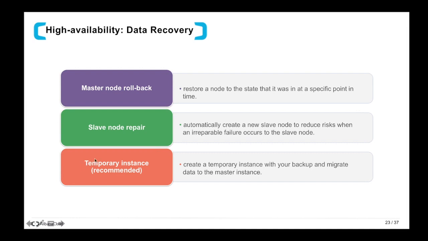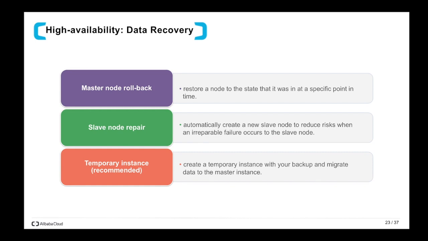The second type is slave node repair. So RDS supports automatic slave node repair. It will create a new slave node to reduce the risks when a failure occurs to the slave node. So this is an automatic operation. Users don't need to care about this. It will be covered by Alibaba Cloud automatically.